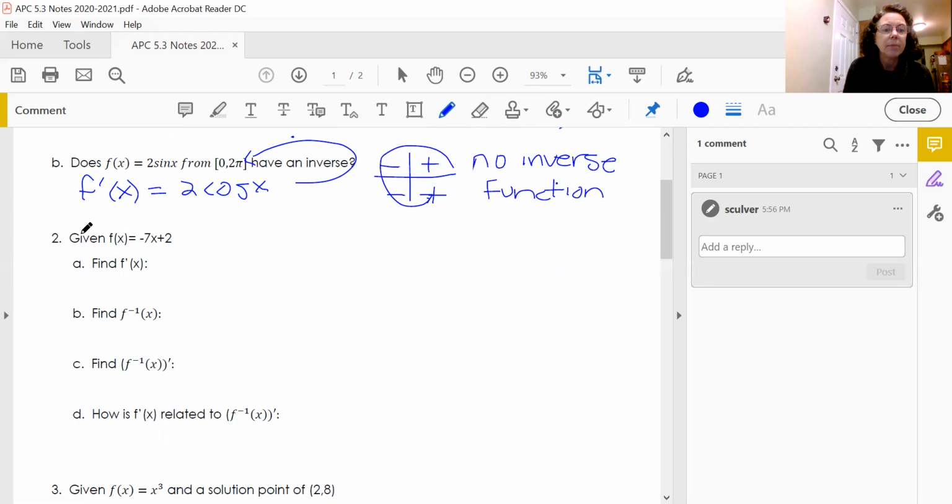So let's take a look at number 2 here. Let's find the derivative of the function. Obviously, that's -7. Now let's write the inverse. Okay, this gives me some room up here. I know how to write the inverse. I'm going to make my f of x y, and here's -7x plus 2. I am going to switch the x and the y.